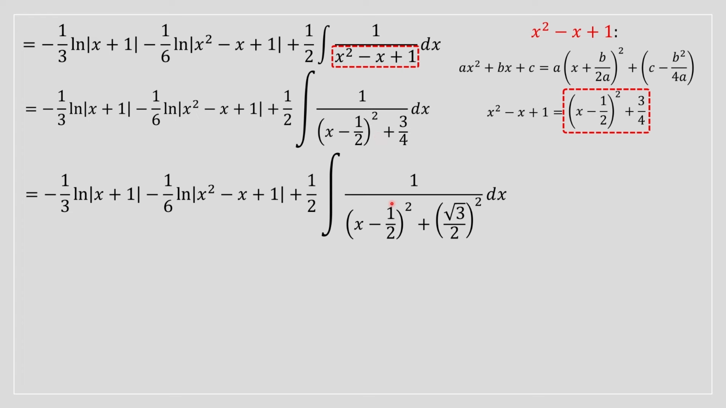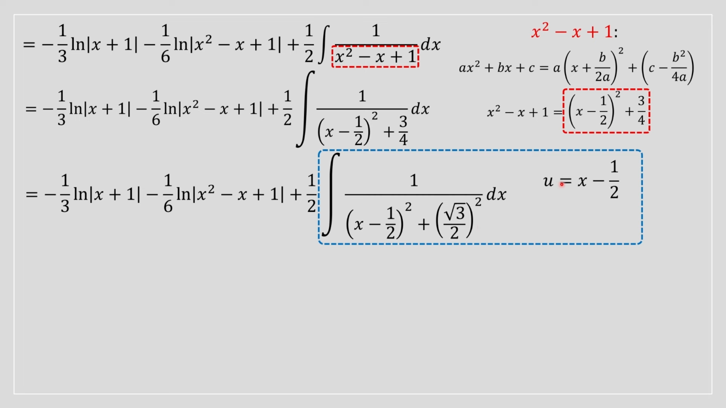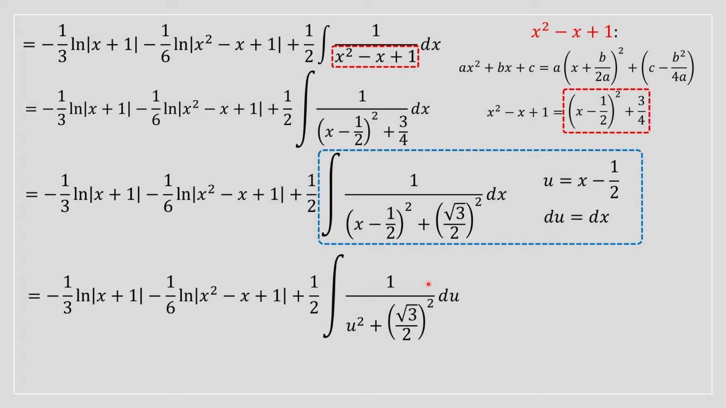We are basically just going to take u to be equal to x minus 1 divided by 2 as shown, and take a derivative on both sides of this equation. When you do that, it's just going to be equal to du is equal to dx. We are basically going to substitute that into here. And what you have is this integral to solve, which is 1 divided by u squared plus open bracket square root of 3 divided by 2 squared.